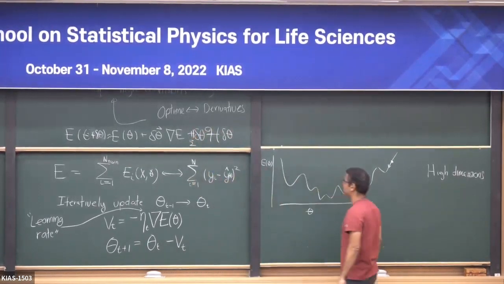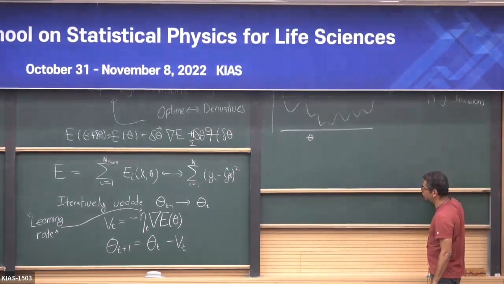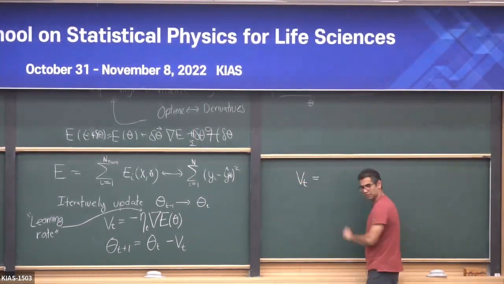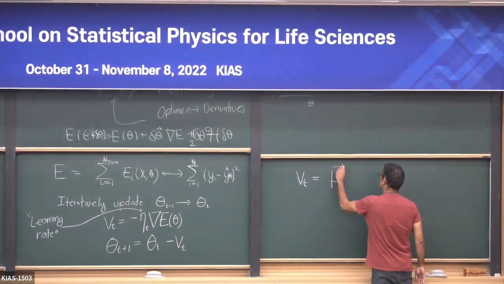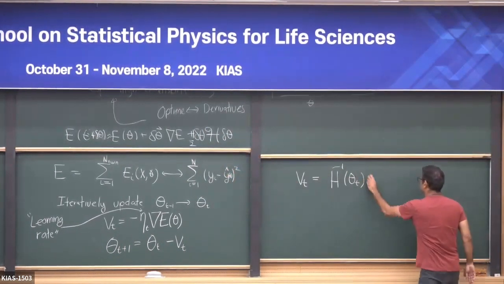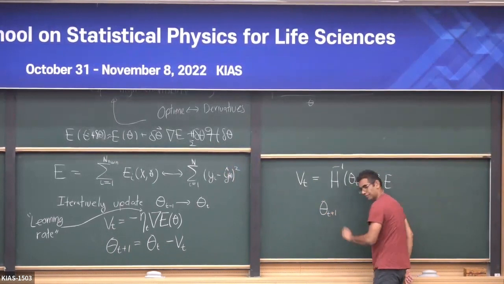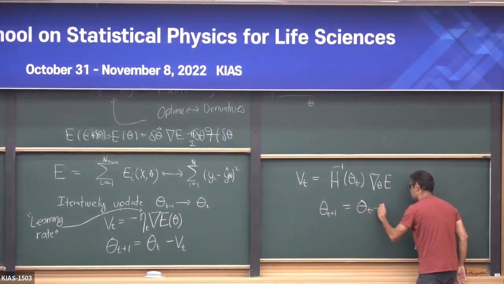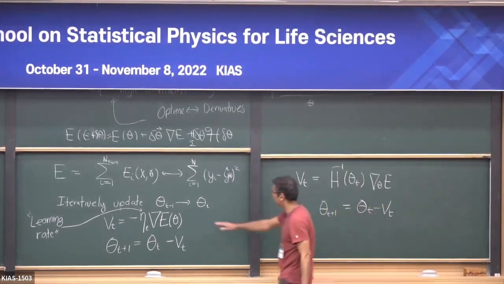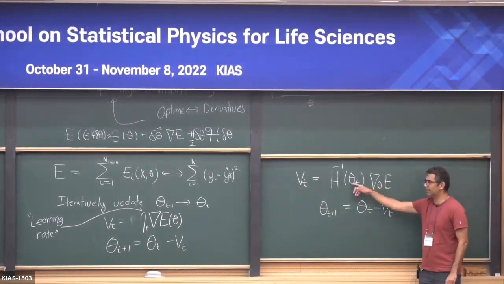So what Newton's method says is, don't do this simple thing here. Instead, what I should do is use this update: v_t is equal to H inverse of theta_t, where H is the same Hessian that appeared up here, times the gradient with respect to theta of E. And then I do the same update. Did I mess up some signs? I don't know why there's this minus sign here. Okay, so I do this, and instead of a learning rate, I've used a Hessian.